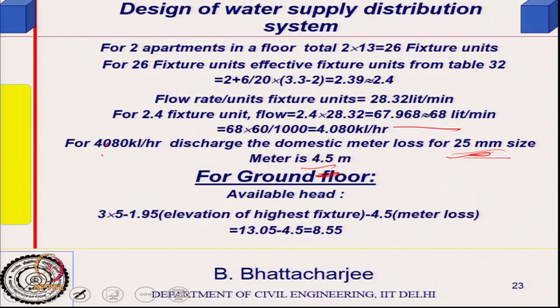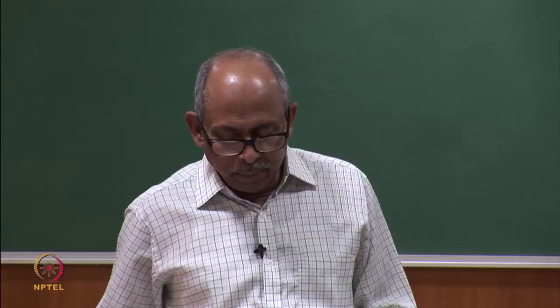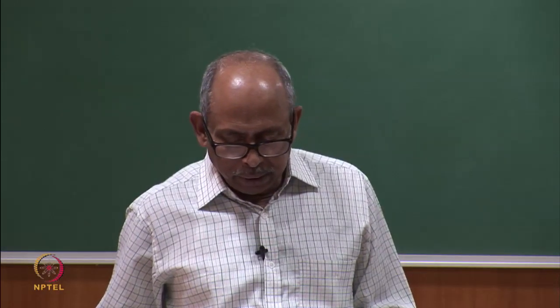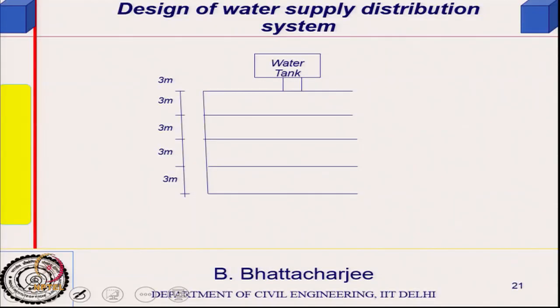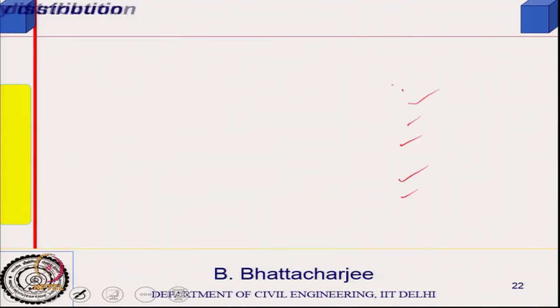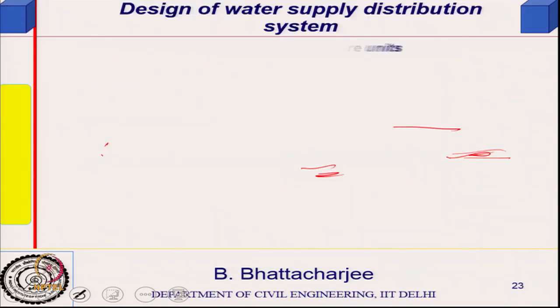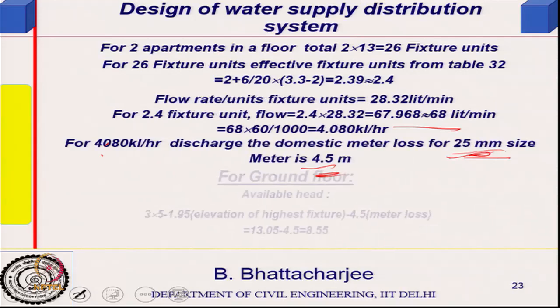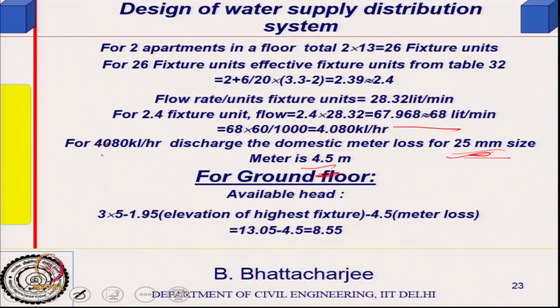So, now for the ground floor available head. If I go back to this diagram, for the ground floor it is 3, 3, 3, 3, 3, that is 15, right, minus the meter loss, minus 1.95. So, 15 minus 1.95 minus the meter loss is 8.55, that is what it is, for the ground floor.